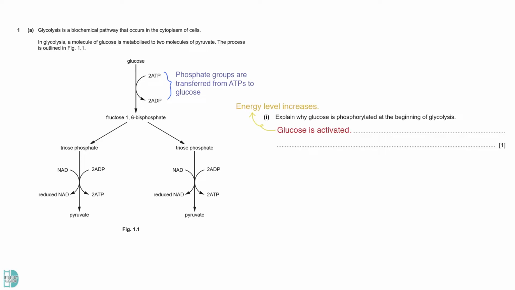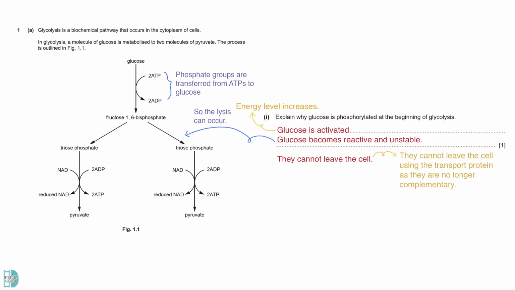The phosphorylation activates glucose. The energy level of glucose increases after the addition of the phosphate groups. It becomes reactive and unstable. This is essential for the next reaction when it lyses to form two trisphosphate molecules.